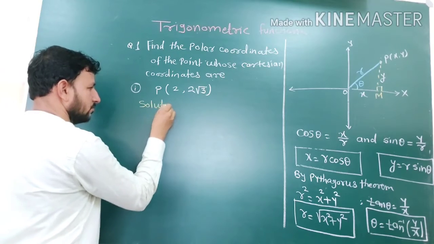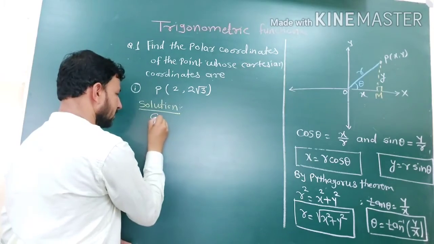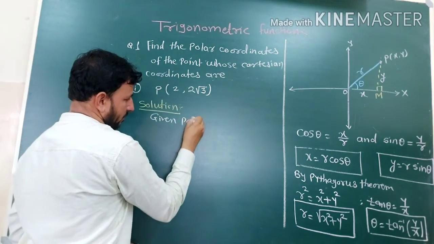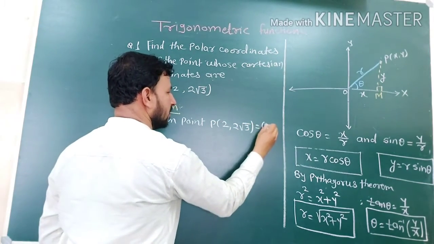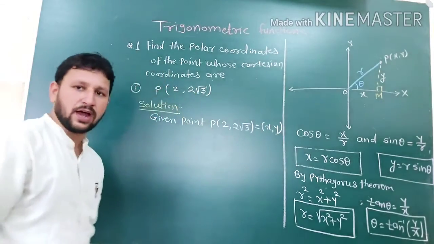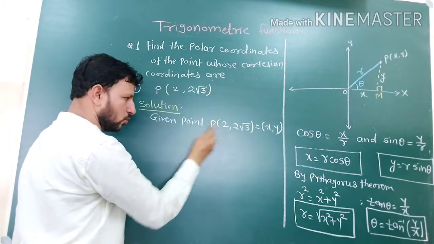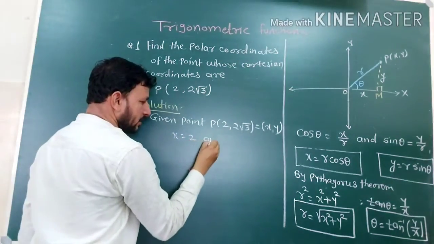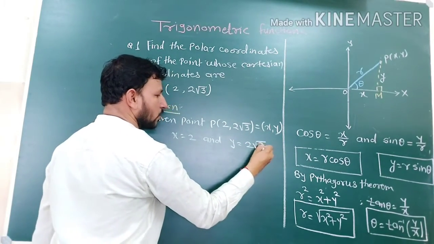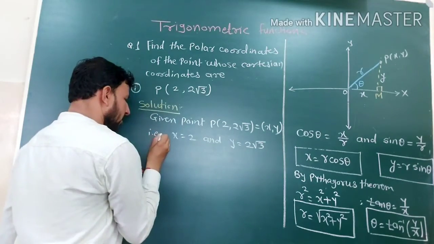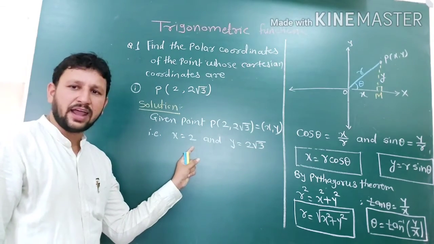Solution. First, write the given point as it is. Given point P of (2, 2 root 3), that is the Cartesian coordinates x, y. Compare, you will get the value for x equal to 2 and the value for y equal to 2 root 3. Values for x and y are given. From these values, we have to find out r and theta.